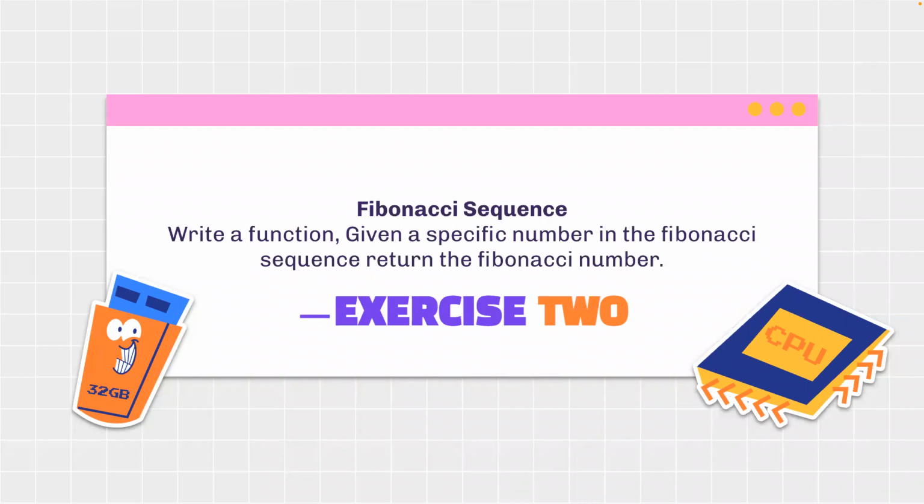Okay, we give it a specific number in the Fibonacci sequence. To return the Fibonacci number, what is the Fibonacci number first? Let's say the Fibonacci sequence is like 0, 1, 1. We start with 0 and 1, we sum them, it's 1, and then 1 and 1 is 2, and then 2 and 1 is 3, and then 2 and 3 is 5. So that's the Fibonacci sequence.